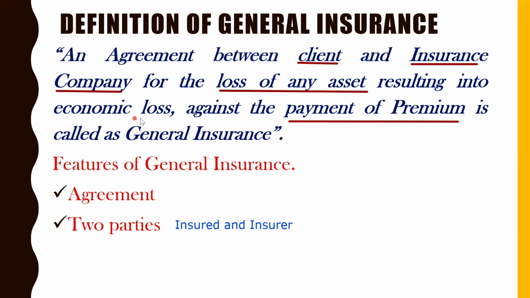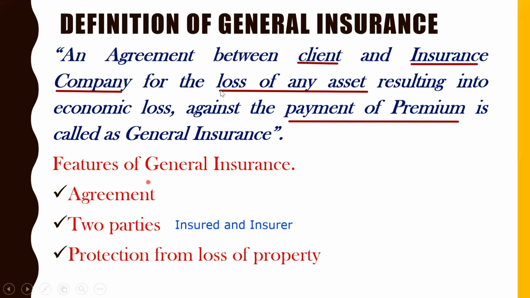So if there is any kind of economic loss to the client, it will be the insurer who will be making payment of that loss to the insured. Then the other thing which we are understanding from this definition is that it is protection from loss of property. 100% this agreement is for that purpose only. The insured, that is the client, is getting protection from the loss of the property.